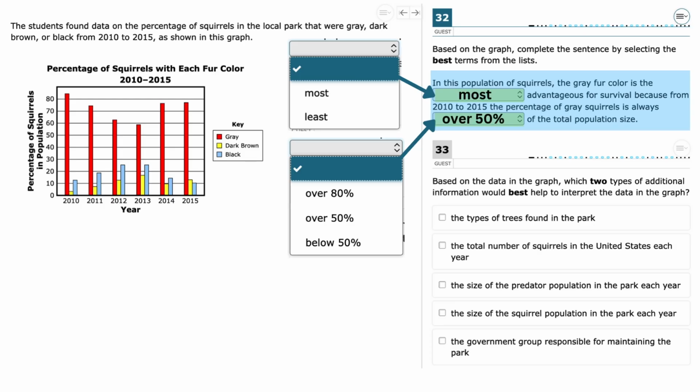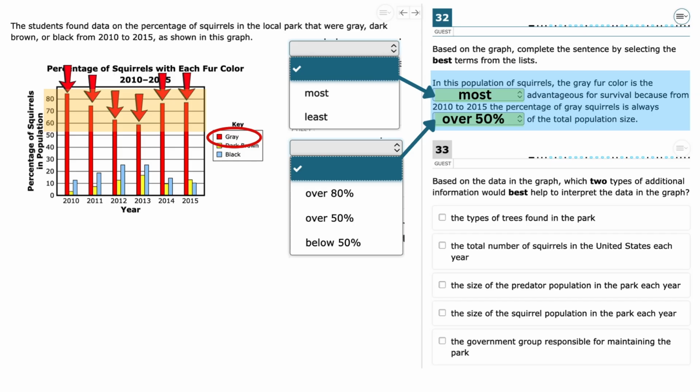Correct answers: most, over 50%. Explanation. When you look at the graph, the gray squirrels make up the highest percentage of the population every year. They are always above 50%, and sometimes even close to 80% of the squirrel population. That tells us that gray fur is likely more advantageous for survival. If more gray squirrels survive and reproduce, it means that fur color is helping them survive in that environment.